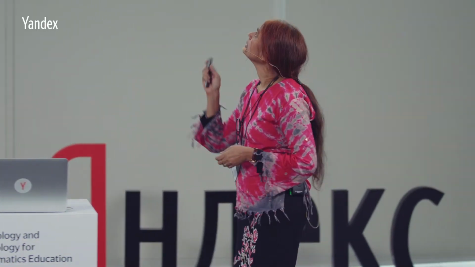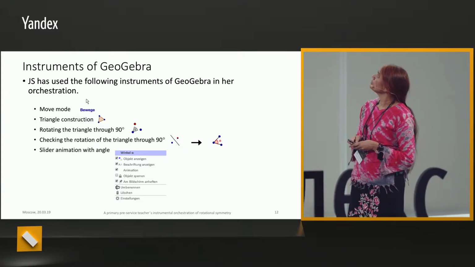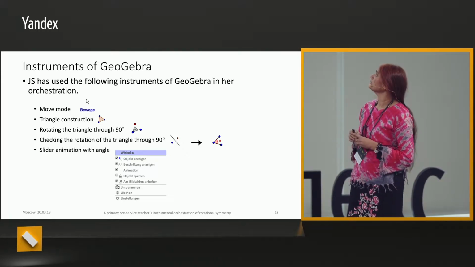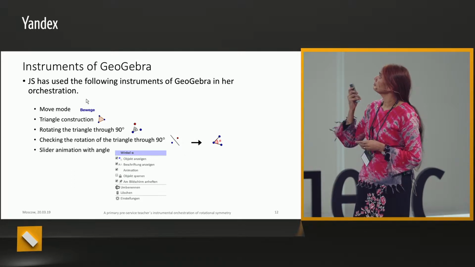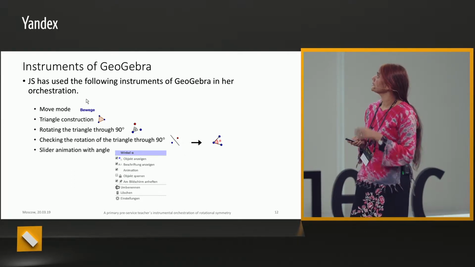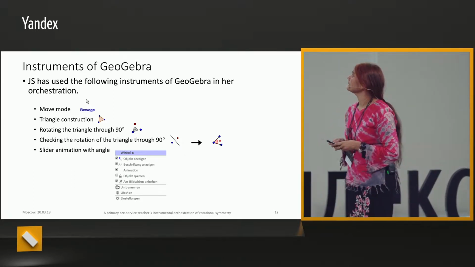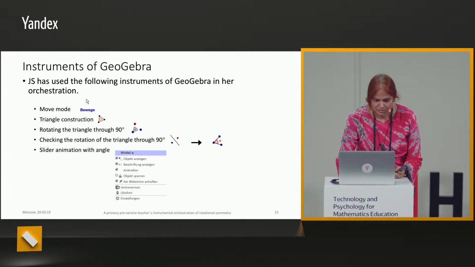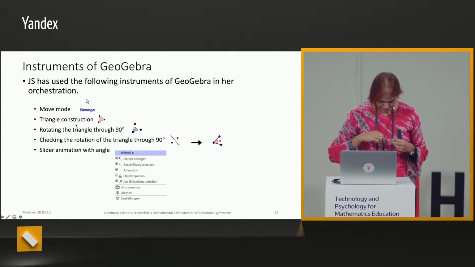Oops. It doesn't work. So these are the tools of GeoGebra that she used in this lesson plan: move mode, triangle construction, rotating the triangle through 90 degrees, and so on. And this one, slider animation, I was trying to use it here.